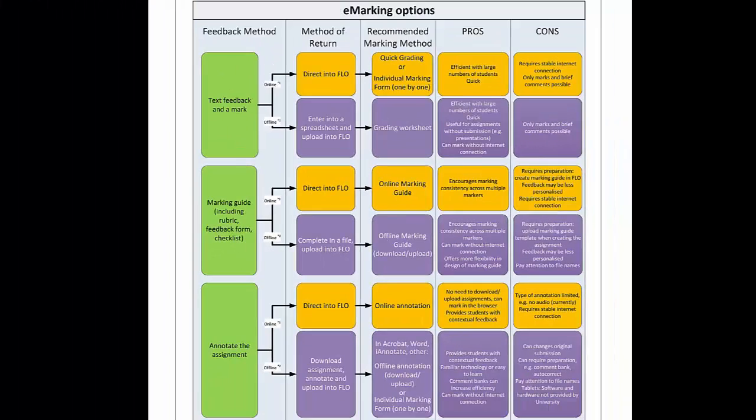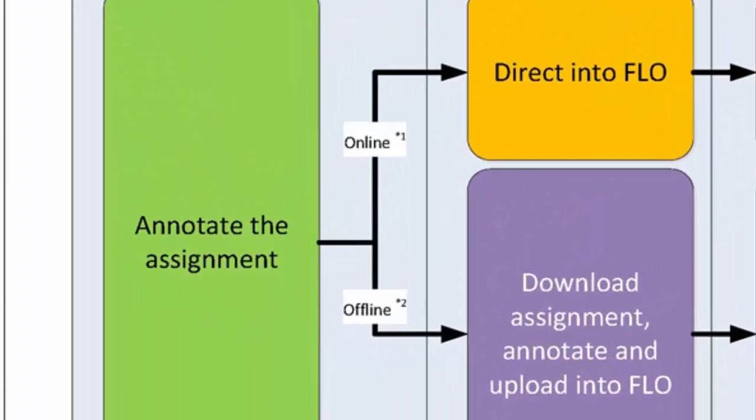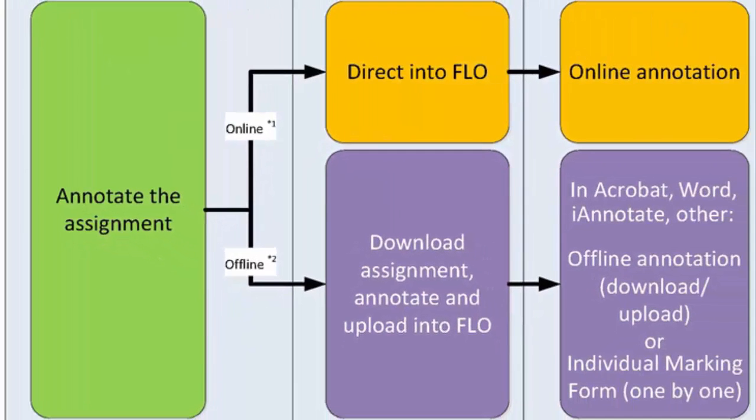Finally, if you decide to annotate the assignment, again you can choose to do so online or offline. For annotating online directly into Flow, the assignments must be submitted as PDF files by the students. You can set this as a restriction when you create the assignment. You can then log into Flow and provide comments, highlighting and other annotations directly onto the assignment in Flow, using the PDF editor tool. There is no need to download and upload the assignments. All annotations are automatically saved directly into Flow, so you don't need to worry about saving the document as you go.